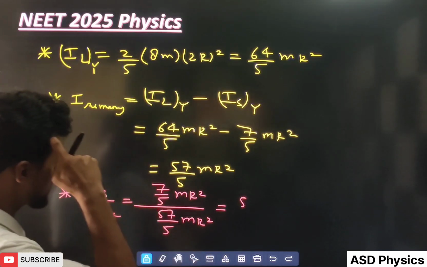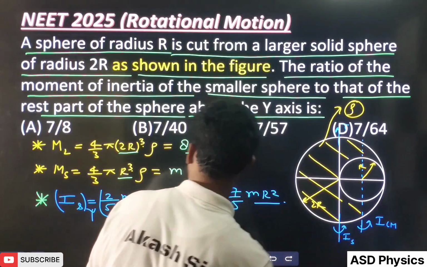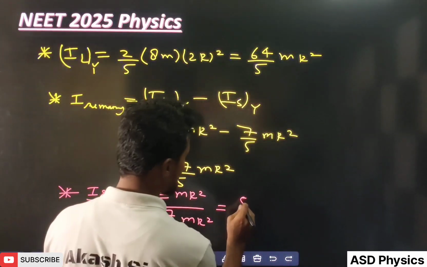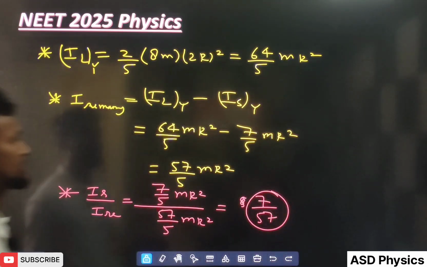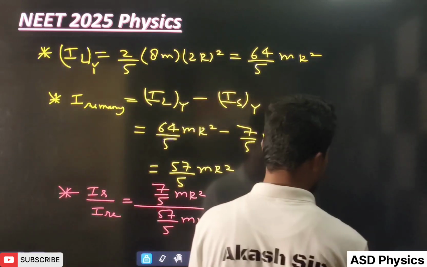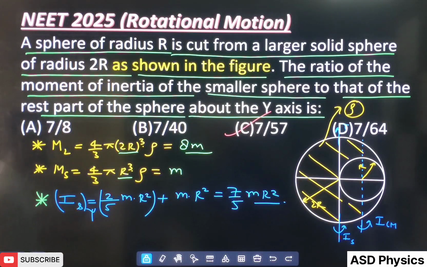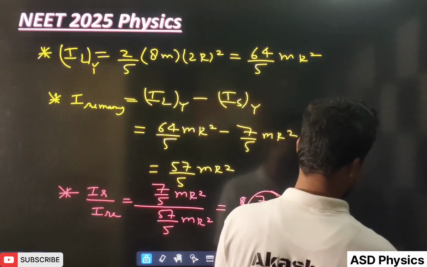So you can see the students here, 7 by 57. Let me see here. Yes. Okay, so what will come here? You can write here, it will come 7 by 57. Remaining one here. Which option is correct here? The correct option is 7 by 57. Option C is the answer. See, we are moving somewhat fast because time is just getting completed.